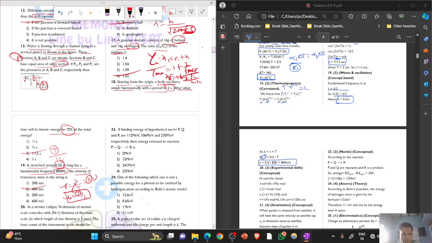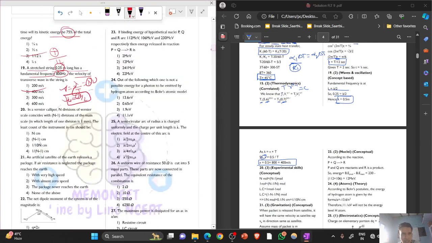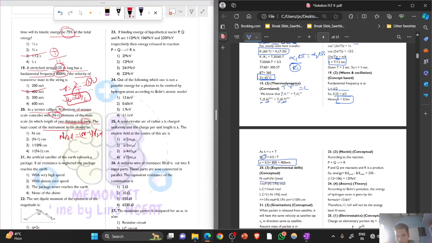Now moving ahead. In a vernier caliper, n divisions of the vernier scale coincide with n minus 1 divisions of the main scale. You need to understand that n VSD is equal to n minus 1 MSD. The least count of the instrument in centimeter is being asked. So n VSD coincides with n minus 1 MSD.